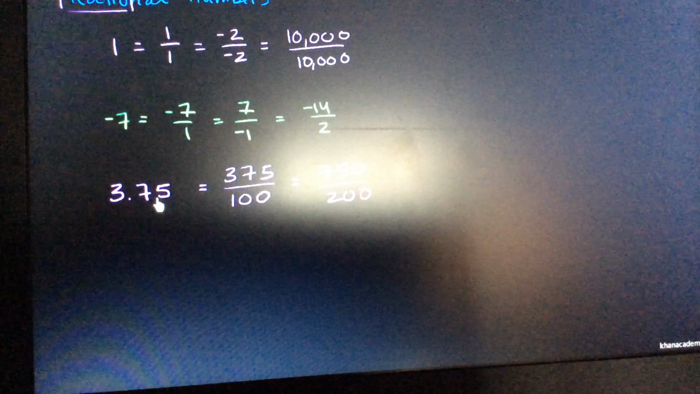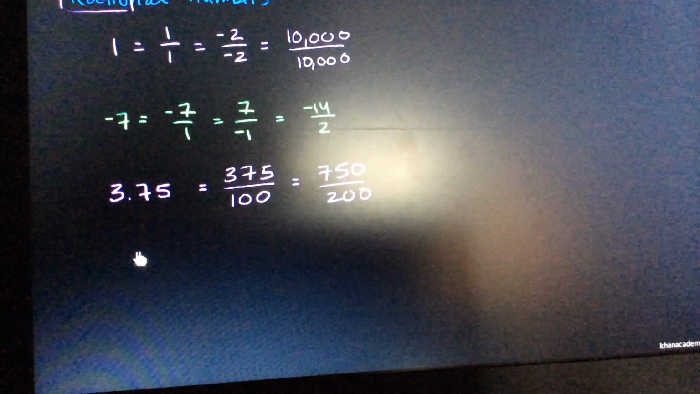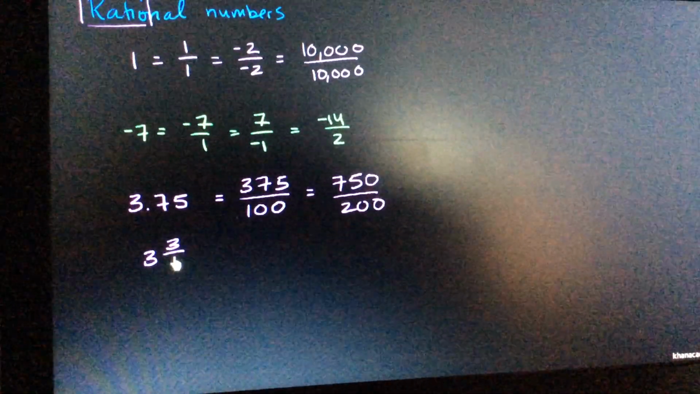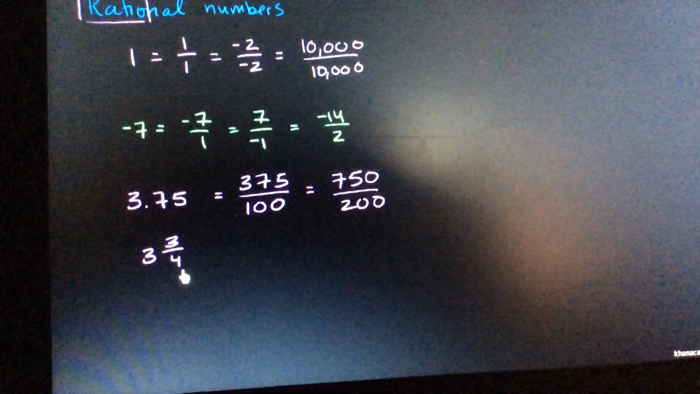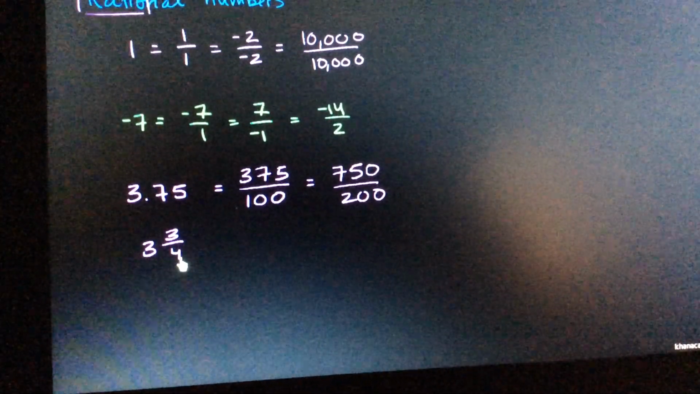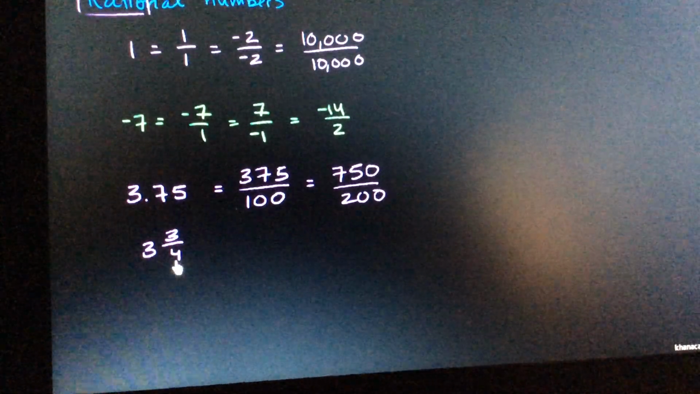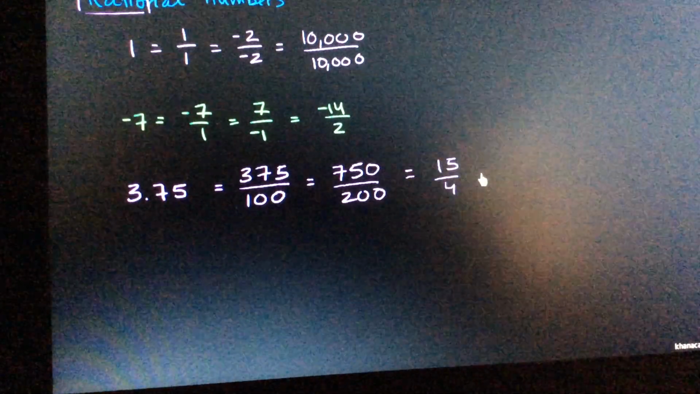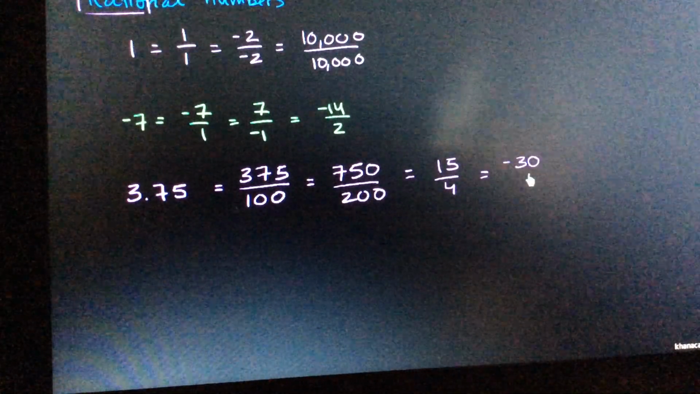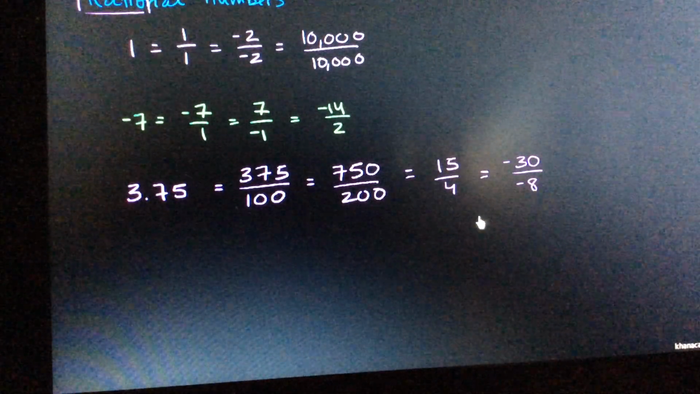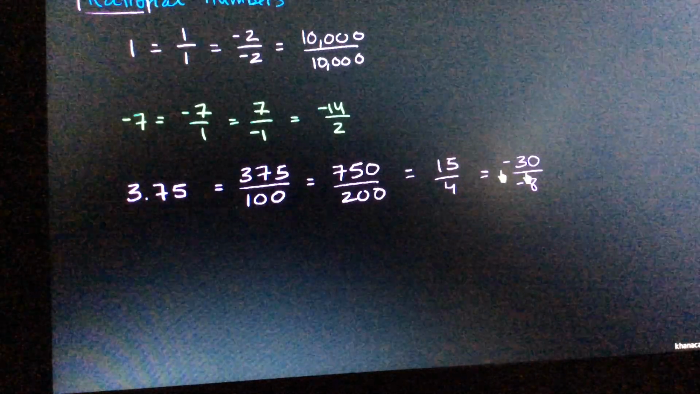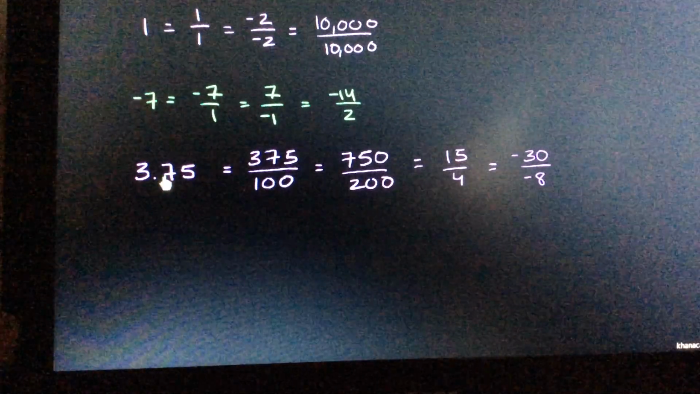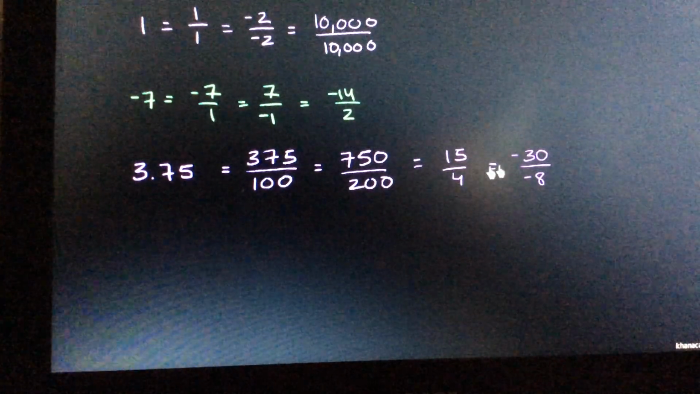Or you could say 3.75 is the same thing as 3 3/4. So right here, 3 3/4, which is the same thing as, that's 15 over 4. 4 times 3 is 12, plus 3 is 15. So this is the same thing as 15 over 4. Or we could write this as negative 30 over negative 8. I just multiplied the numerator and denominator here by negative 2. But just to be clear, this is clearly rational. I'm giving you multiple examples of how this can be represented as the ratio of two integers.